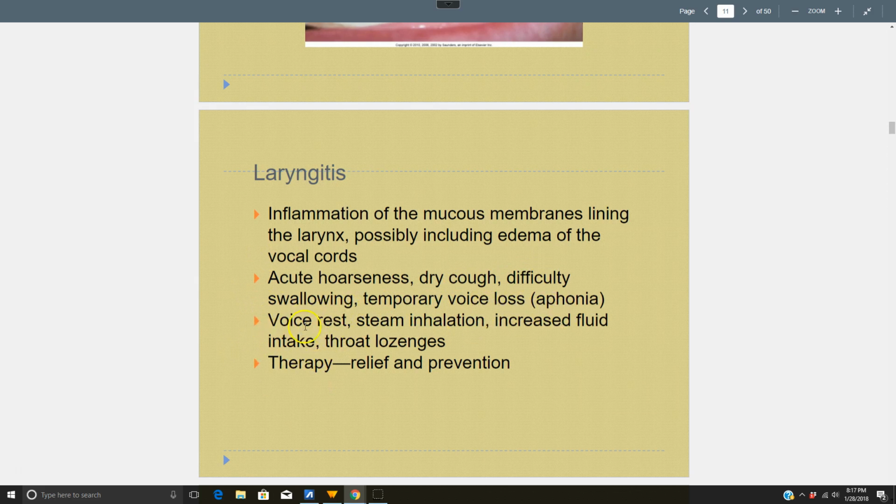One of the most important treatments is voice rest, steam inhalation, increased fluid intake, throat lozenges, and therapy for relief and prevention. So that's really important.